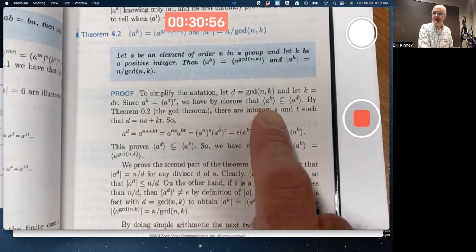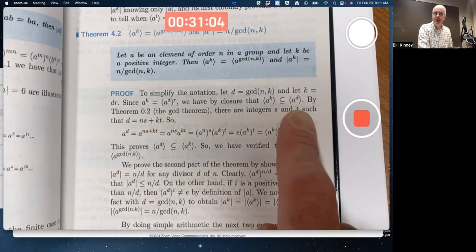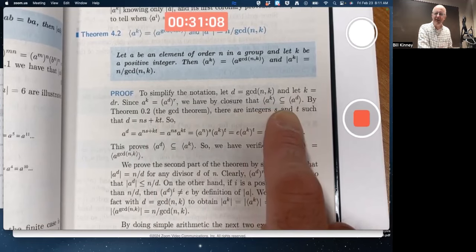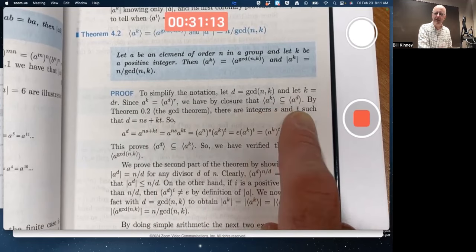Well, in this case, you have to ask, what does it mean to be in these sets? That notation means the set of all powers of A to the K. This means the set of all powers of A to the D. So to say this is true means, think about it with me, every power of A to the K must be a power of A to the D.